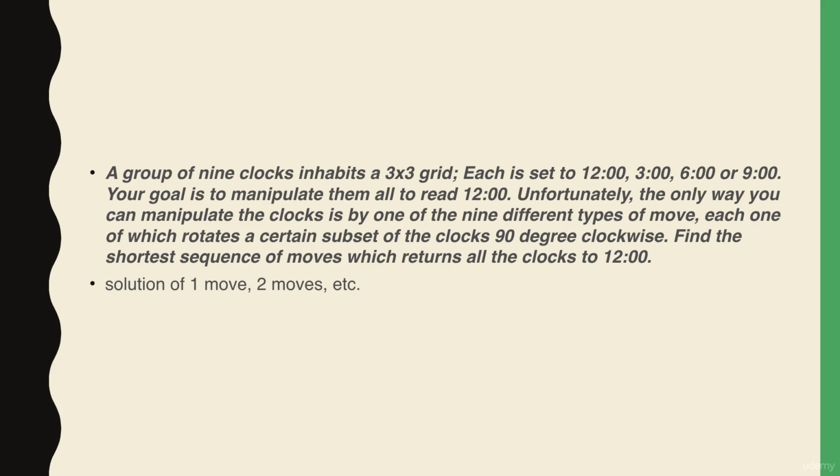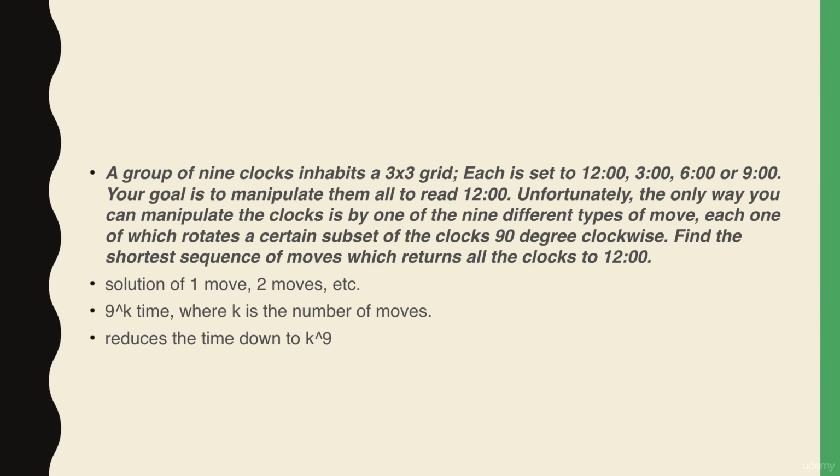The obvious thing to do is a recursive solution which checks to see if there is a solution of one move, two moves, etc. until it finds a solution. This would take 9 to the power of k time, where k is the number of moves. Since k might be fairly large, this is not going to run within reasonable time constraints. Note that the order of the moves does not matter. This reduces the time down to k to the power of 9, which isn't enough of an improvement.